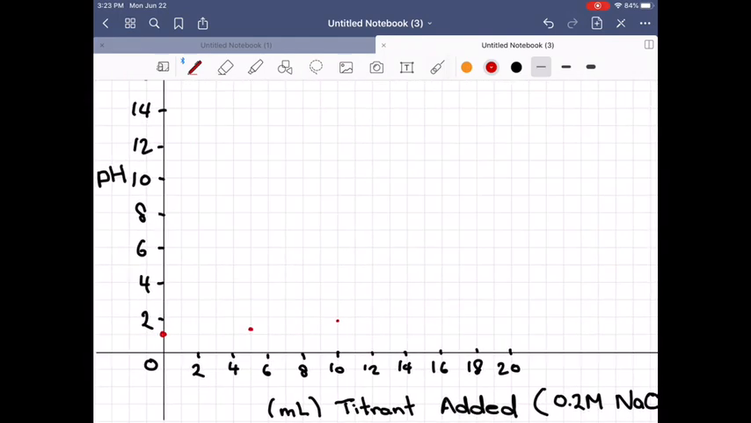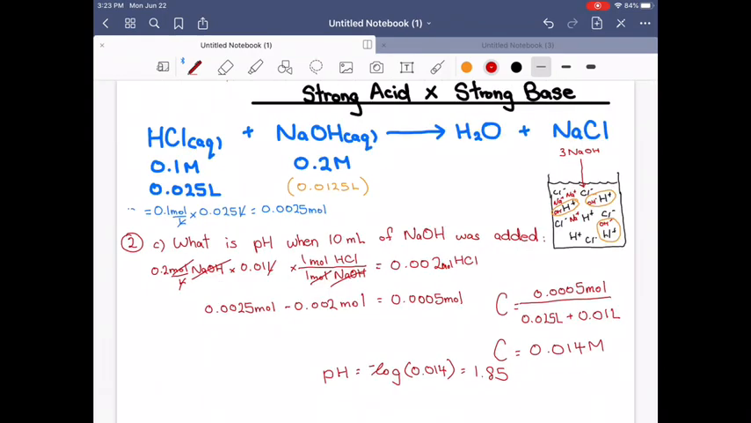What do you think? I'm making these dots way too big. All right, so it's going up. Really not going up much. But hey, going up nonetheless. All right, let's do part D.